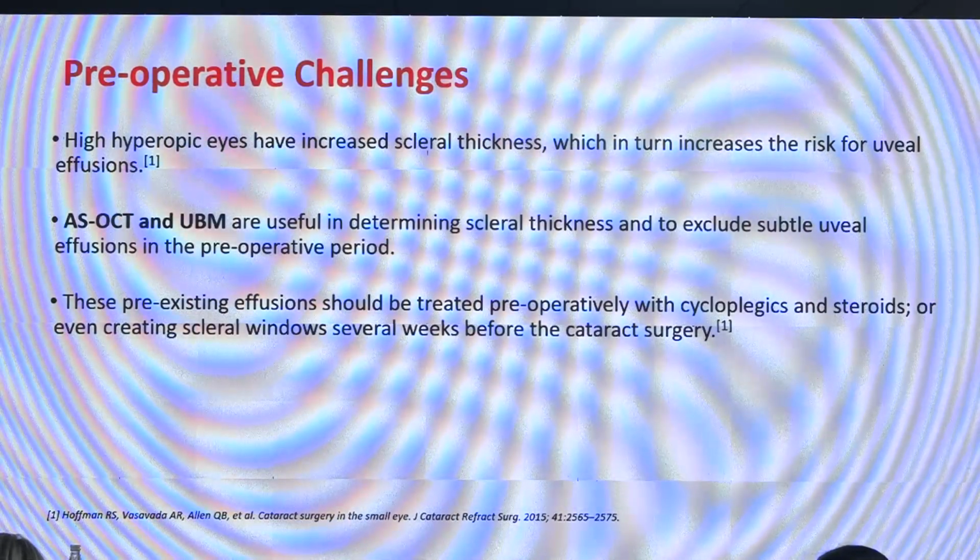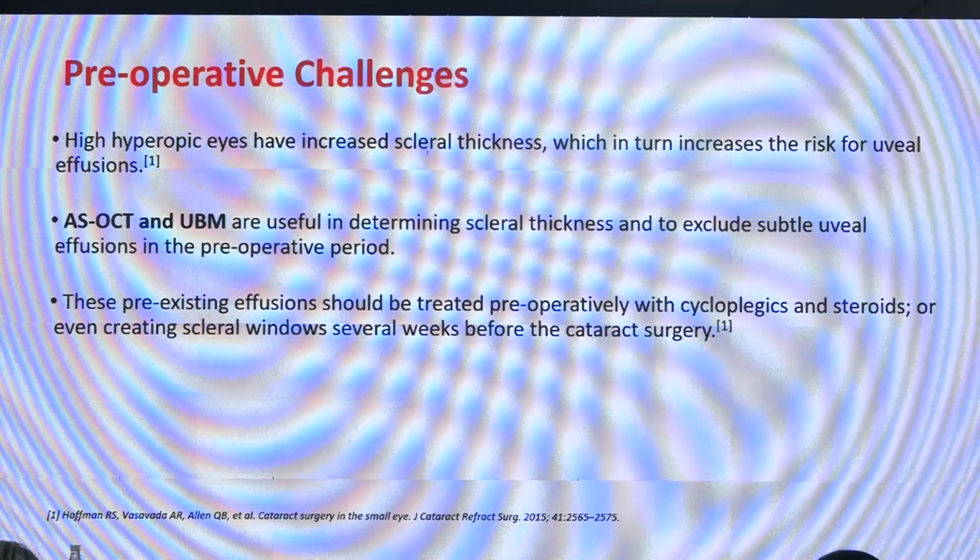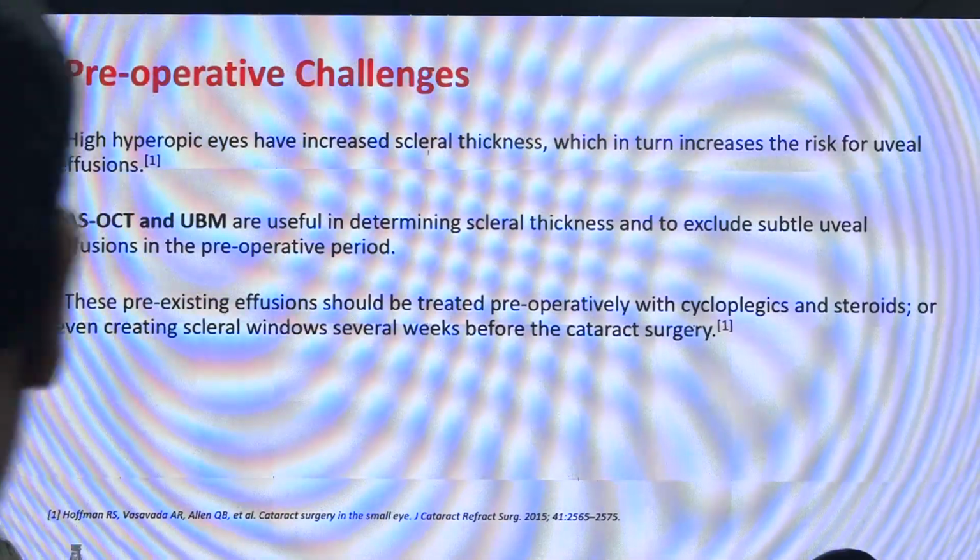Another thing is that high hyperopic eyes usually have increased scleral thickness, which in turn increases the risk for uveal effusions. So ASOCT and UBM are useful in determining scleral thickness and to exclude any subtle uveal effusions in the preoperative period. These pre-existing effusions should be treated preoperatively with cycloplegics or steroids, or even creating scleral windows several weeks before the cataract surgery.